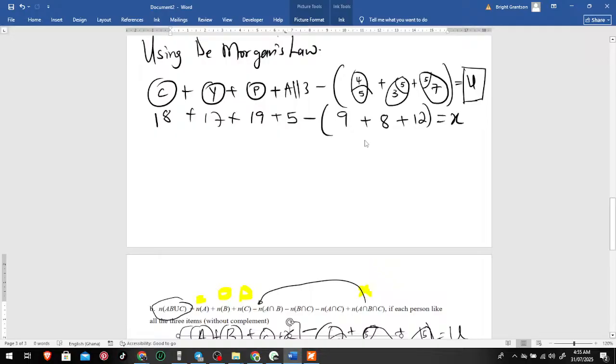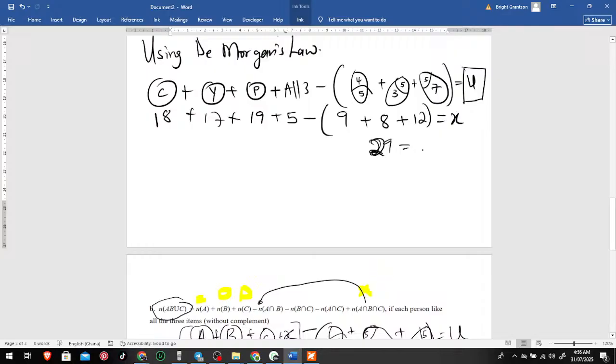29 equals X. So therefore, they didn't ask you to find X, so go and read the question. It's a comprehension question. So you're also going to comprehend, just like how you do your English. So let's go and read the question. What are they asking us to find? Total number of women in the group.